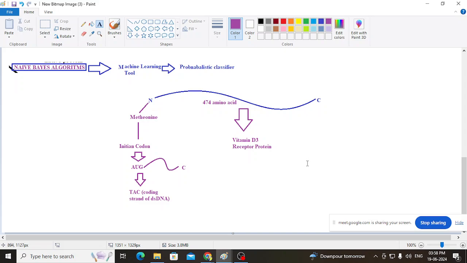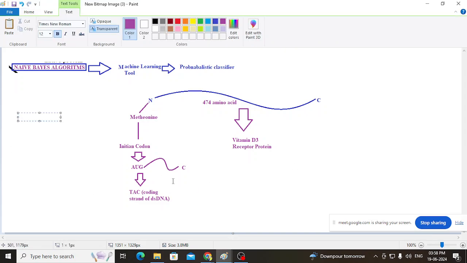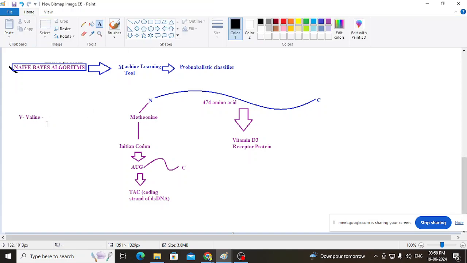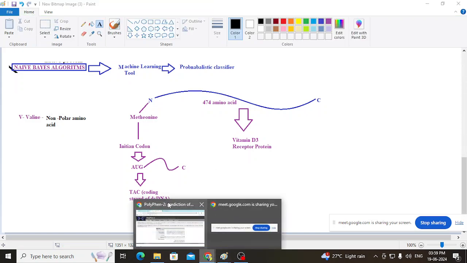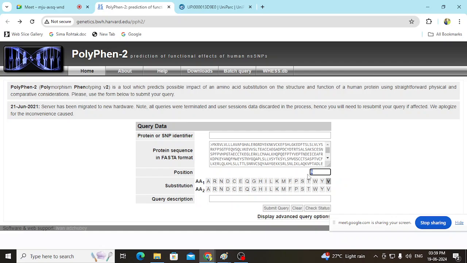Valine is an amino acid. V for valine. What is the character of the amino acid? It is a non-polar amino acid. So this non-polar amino acid, we will mutate it. The 6th amino acid we have identified, which is valine. We will convert valine into aspartic acid. Aspartic acid is D, and now we will see what is the result.